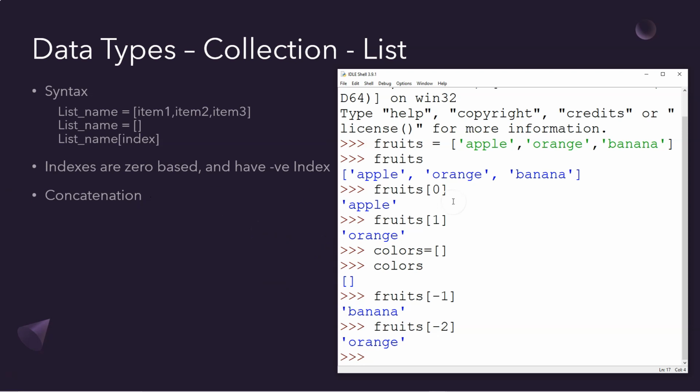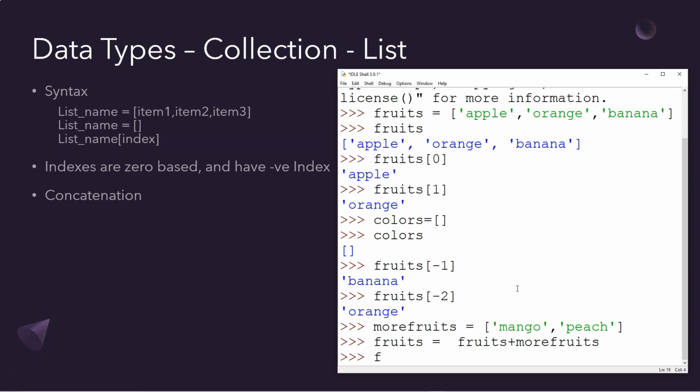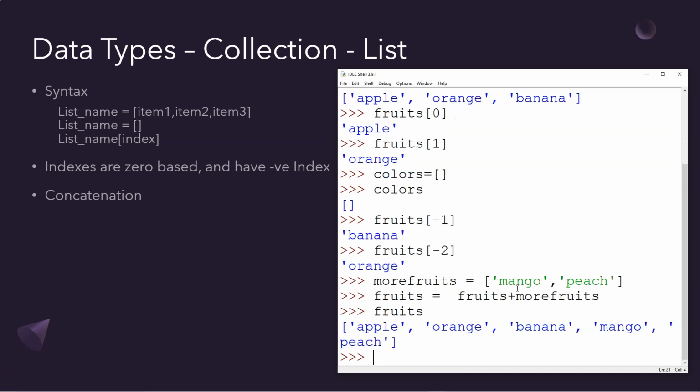We can concatenate 2 lists. For example, we have a list already which is fruits. It has 3 fruits. Let's say I create a new list, more fruits. So I have another list, more fruits. If I want to concatenate, I can say fruits equal to fruits plus more fruits. Now if I print fruits, I will see everything got concatenated. So we have 5. The concatenation works with the plus sign, same as with other variables we have seen.